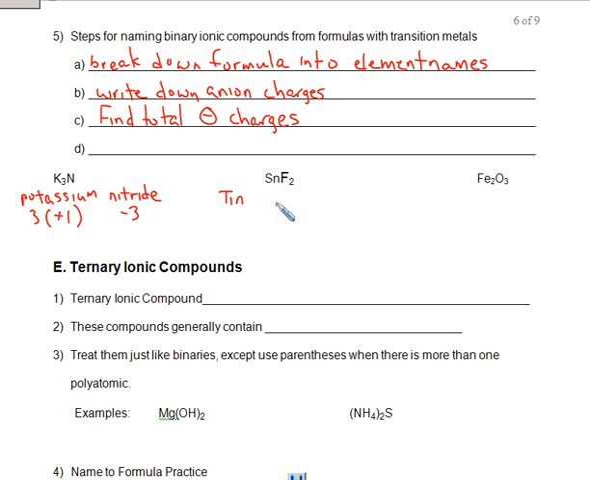and we have fluoride. Remember, it ends with -ide because it's the anion. We're going to write down the anion charges. We have a -1 for fluoride. But we have 2 fluorides, so it's -1 and -1, which equals a -2 if we add them together. So we found the total negative charges.